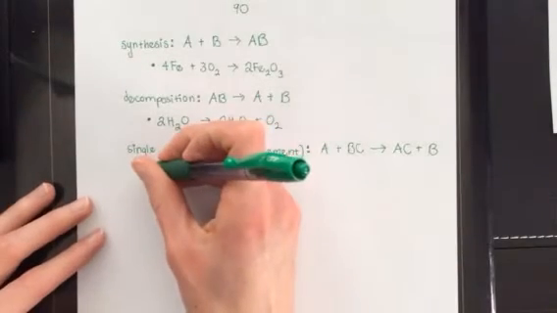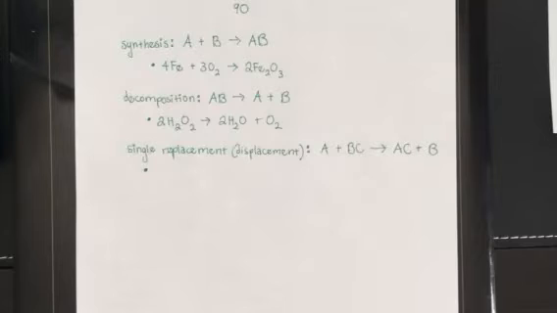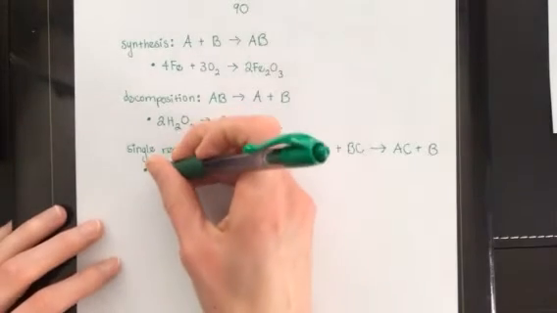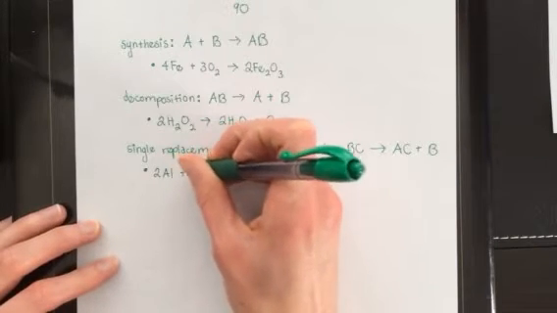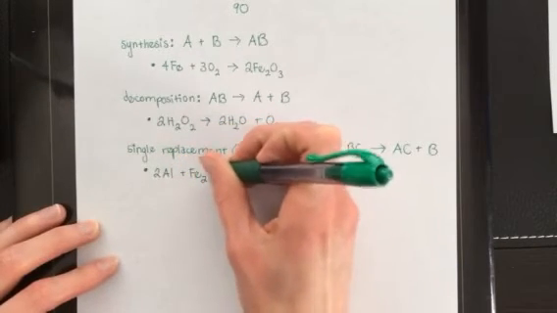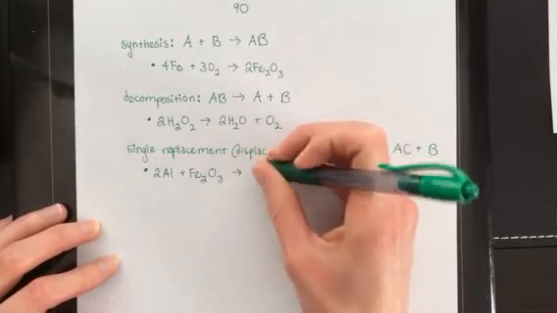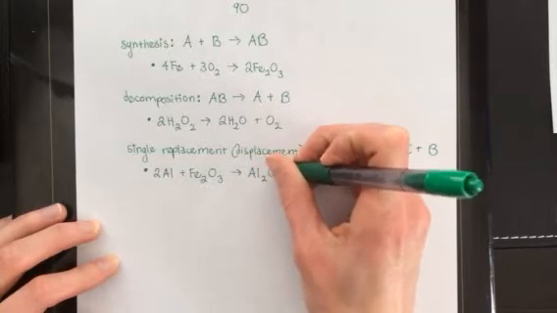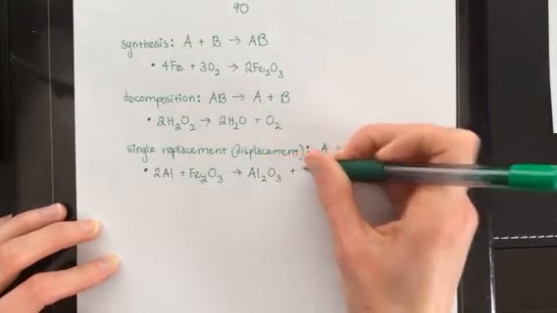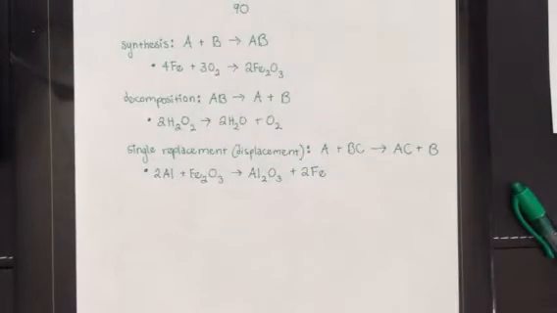So the real life example of this reaction is a reaction called thermite that some of you might have heard of. It looks like this. So you take aluminum and you react it with iron oxide, which is the same thing as rust. And that makes aluminum oxide and solid iron. So this is a reaction people use to make pure iron.